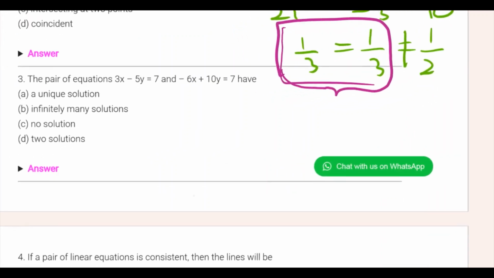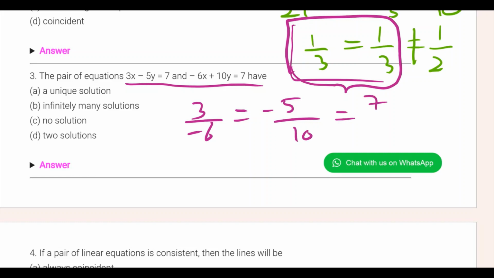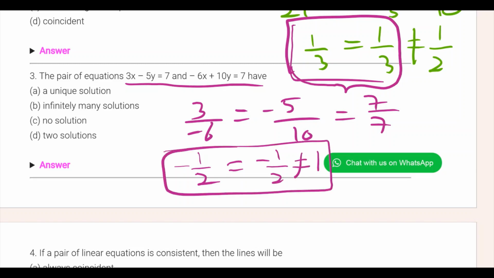Next, third question. The pair of equations have... So again the same condition: 3 by -6 equals -5 by 10 equals 7 by 7. This is -1 by 2, equals, this is again -1 by 2, equals 1. These two are not equal. The first two ratios are equal. So these two lines are parallel here. If lines are parallel, there is no solution. Option C.